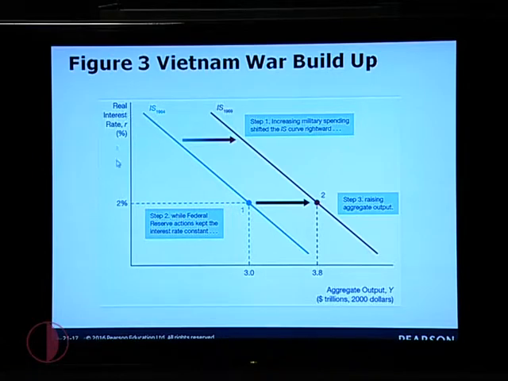This is the real interest rate at 2%, and this is the level of aggregate output. This is where Federal Reserve actions kept the interest rate constant, at step 2. But at step 1, increasing military spending shifted the IS curve rightward from 1964 to 1969. You can say IS1, IS2, from point 1 to point 2. Step 3, raising aggregate output from 3.0 to 3.8.